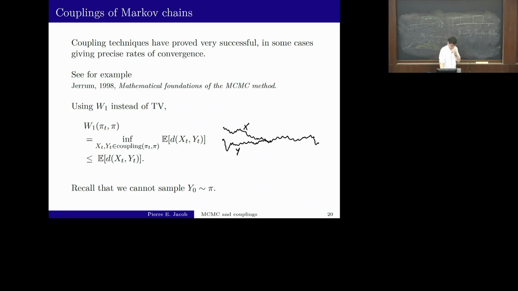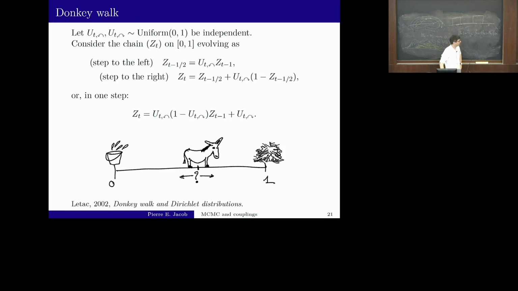But okay, so I want to talk about the donkey. So this is a very simple Markov chain. It's called the donkey walk. I didn't make it up. It's one of the classics.